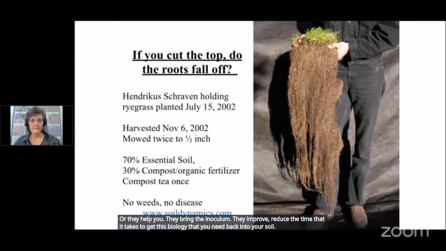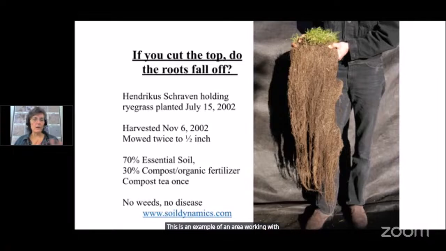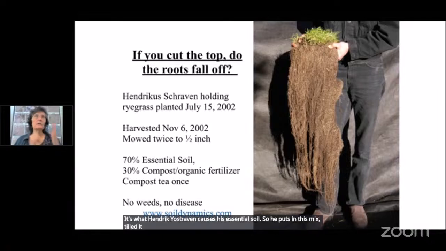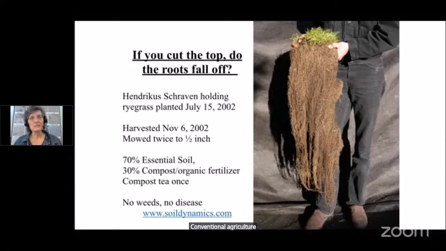into your soil. This is an example of an area working with Hendrika Straven, where part of the pasture, grassland, was treated conventionally. The other half, we went in and we made certain to till this really good compost in. It's what Hendrika Straven calls his essential soil. So he puts in this mix, tilled it in the last fall, because the compaction in that pasture was just so horrific. Conventional agriculture, conventional applications make the compaction worse.